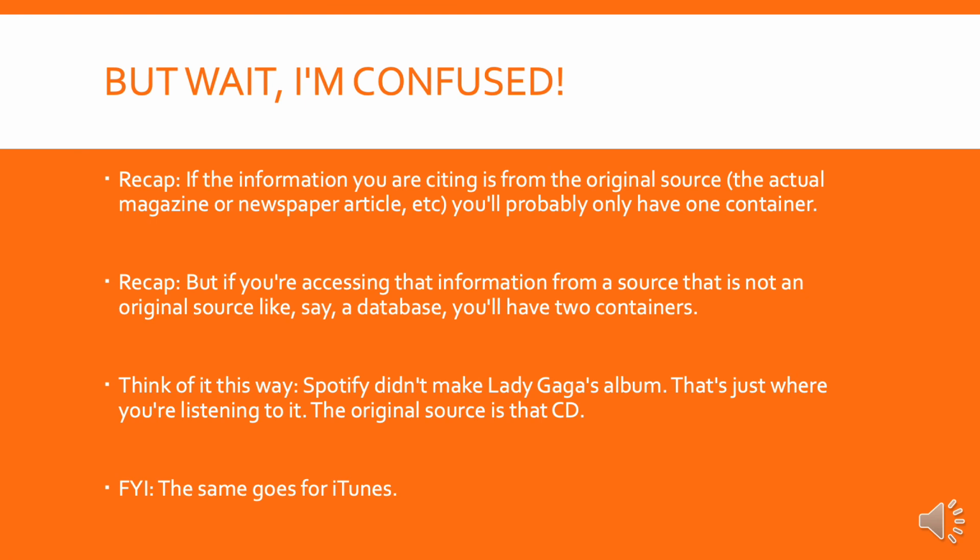Oh, but I know that you are confused, and it's okay. MLA can be confusing, so let me see if I can unravel this for you. If the information you are citing is from the original source, that means it's from the actual CD or the magazine or the newspaper, whatever. If it's from the original source, more than likely, you'll have one container. But if you're accessing the information from a source that's not original, say like a database, then you'll have two containers.